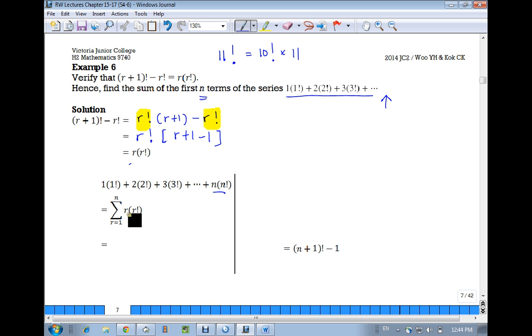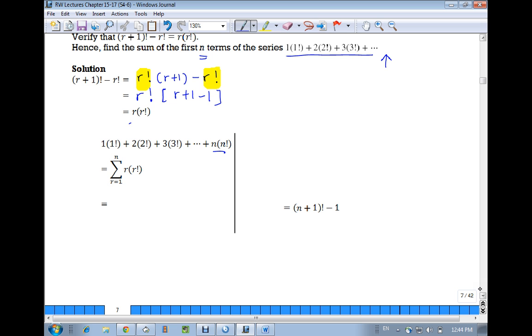Then you change it into a summation sign, r times r factorial. I think you know the drill by now. This should be the same as this. Hence, that means you have to make use of this result. Equals to r plus 1 factorial minus r factorial.